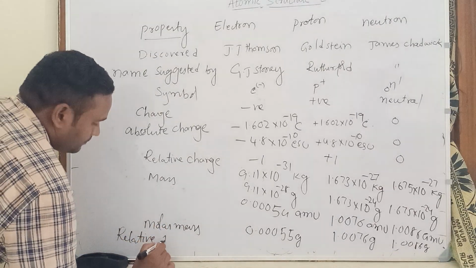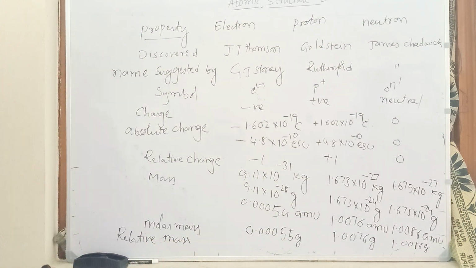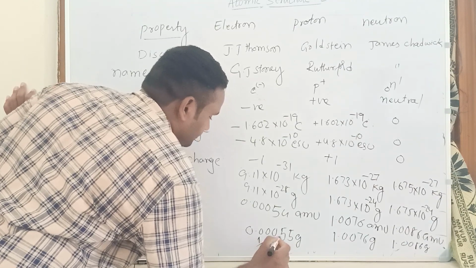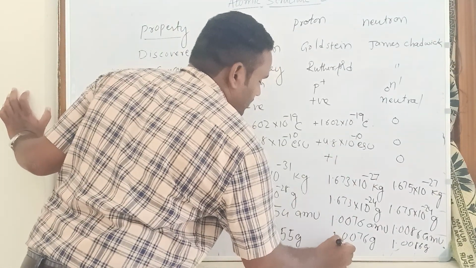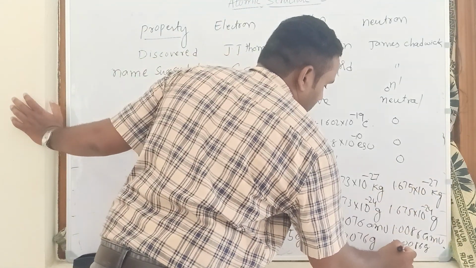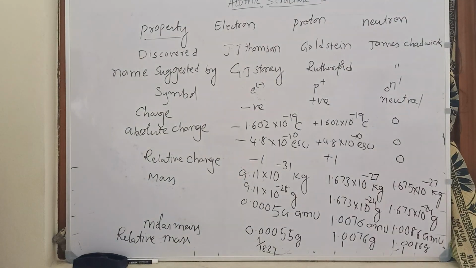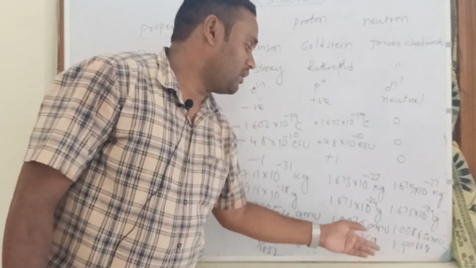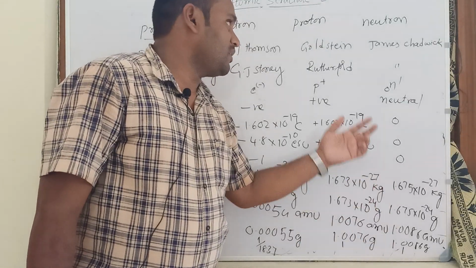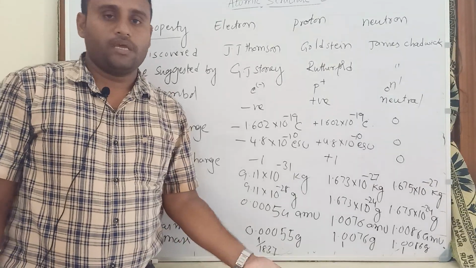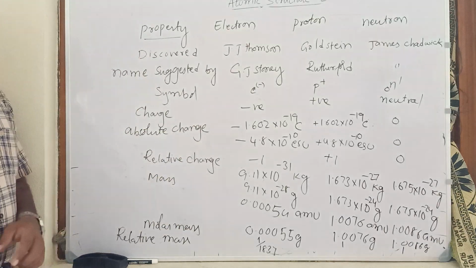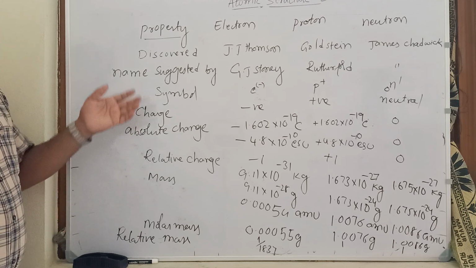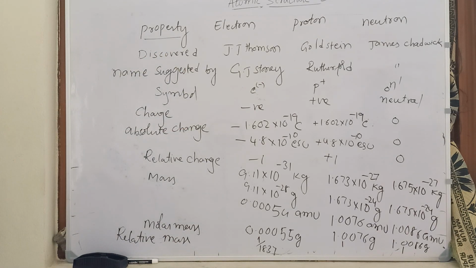Next, relative mass. The relative mass of the electron is 1/1837, the relative mass of the proton is 1, and the relative mass of the neutron is 1. So the lightest subatomic particle is the electron, and the heaviest subatomic particle is the neutron. But approximately, the proton and neutron have the same mass. So these are the properties of subatomic particles, a summary of the properties of subatomic particles.